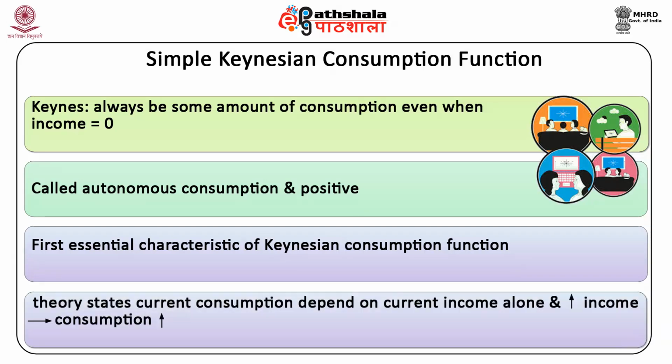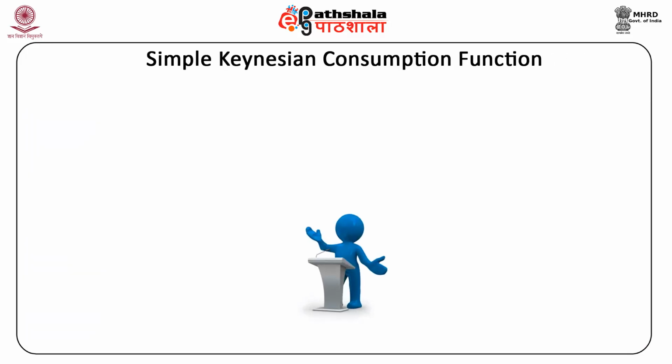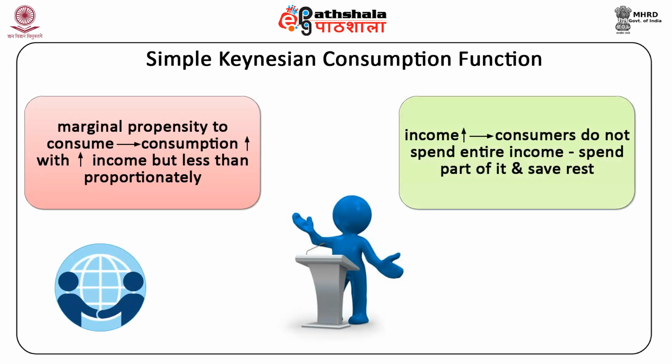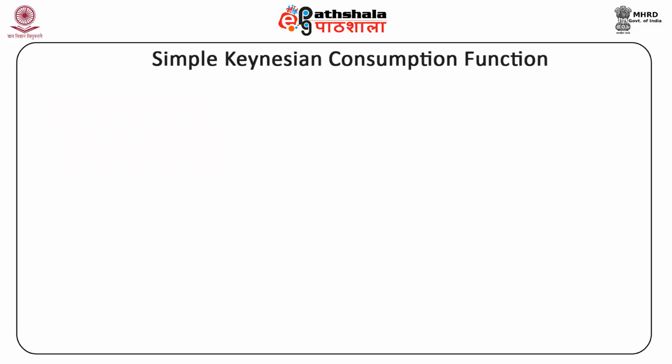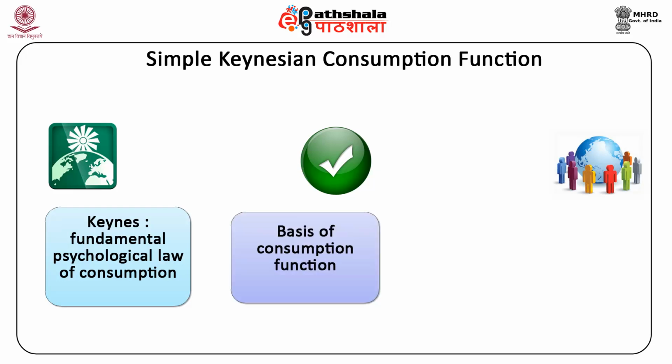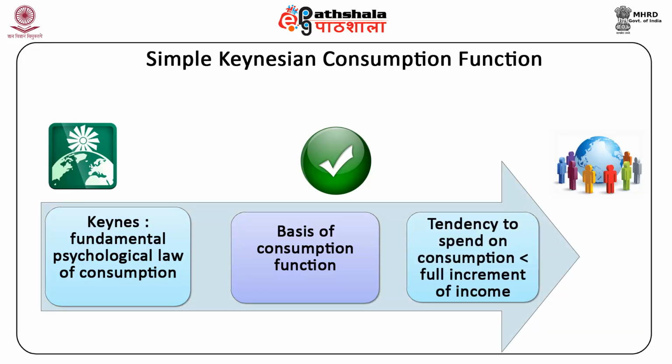Secondly, the theory states that current consumption depends on current income alone, and with the increase in income, the consumption also increases. However, due to the marginal propensity to consume, consumption increases with the increase in income but less than proportionately. In other words, as income increases, consumers do not spend the entire income. They spend part of it and choose to save the rest. Keynes propounded the fundamental psychological law of consumption, which forms the basis of the consumption function. The law implies that there is a tendency on the part of the people to spend on consumption less than the full increment of income.